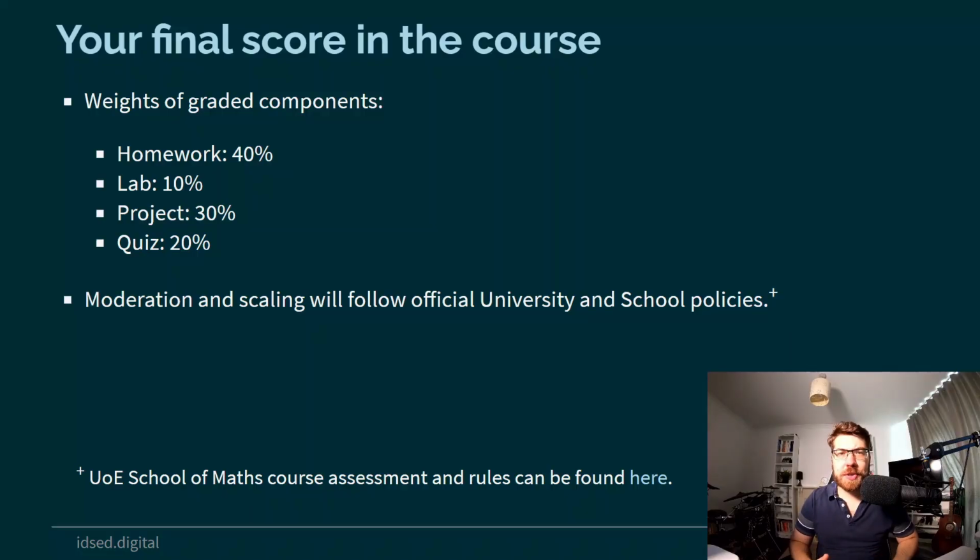So for this course, the weights of the graded components are on the screen now. Homework and the quizzes, which you're going to work on individually, are going to be 40 and 20 respectively. And the lab and the project are worth 10 and 30% respectively. The moderation and scaling will follow the university policies, which means that at the end of the course, after we've got all the grades, this goes through a course board, which is essentially a meeting where the staff sit together and look through the grades and move grade boundaries and so on to make sure that it's fair.